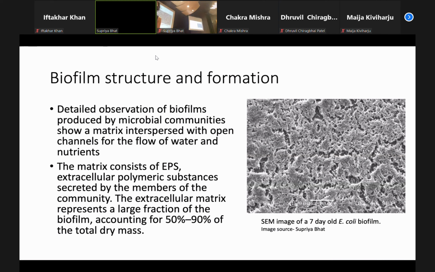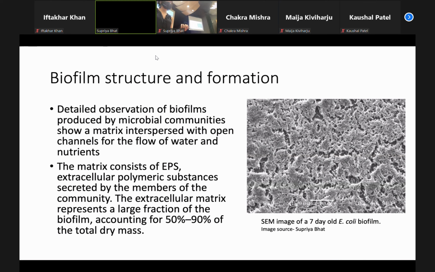And then there's channels inside for the movement of water, movement of gas. It's a really complex system these bacteria produce. And they're highly resistant to any kind of disinfecting material that you might want to use to get rid of it. They have antibiotic resistance. There's lots happening in these biofilms. There's exchange of genetic material.